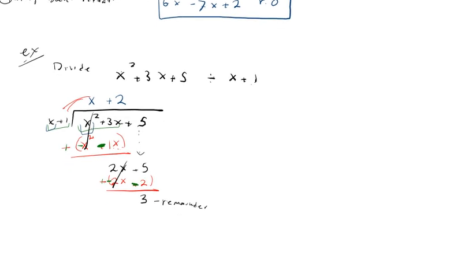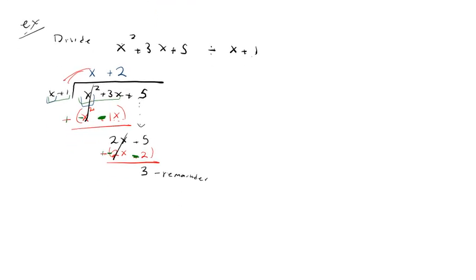So with remainders, I have to do something a little different. My answer is going to look like this. It's the top part here, x plus 2, the regular answer I got. But since I have a remainder, I have to do something a little different. I need to take the remainder and add it to the equation.